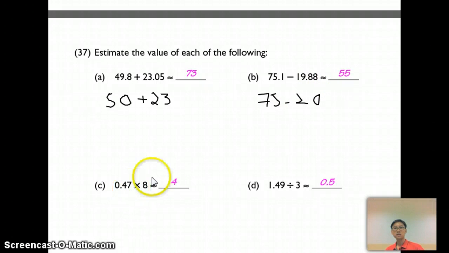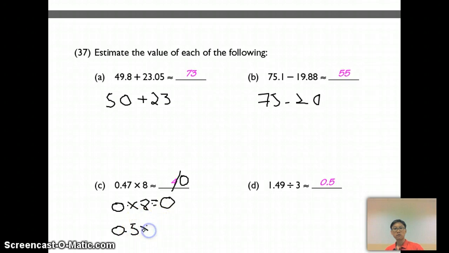So for this, like I said, the answer can be 0 as well, because 0.74, if I round to the nearest whole number, is 0, times 8 is equal to 0. Alternatively, like I said, you can round off to 0.5. 0.5 times 8 is equal to 4. So your answer can be either 4 or 0.